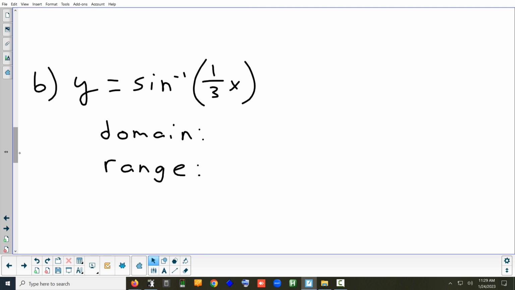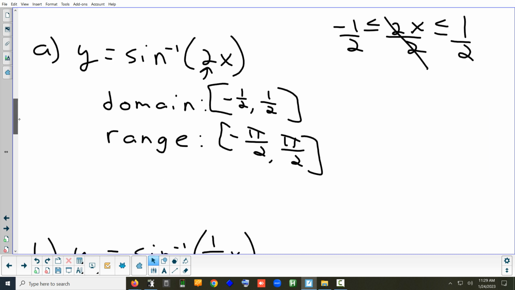Let's try this one. Okay, what kind of transformation do we have here? It's the same one as this. Yep. What's it going to affect? Horizontal stretch. Yep, that's going to be a horizontal stretch. It should stretch 3 times as big. So if you know the original domain, you should already kind of know the answer. But we'll go through it.